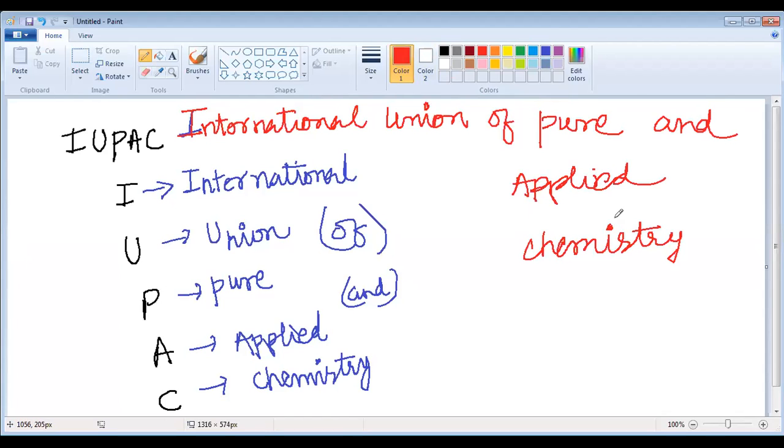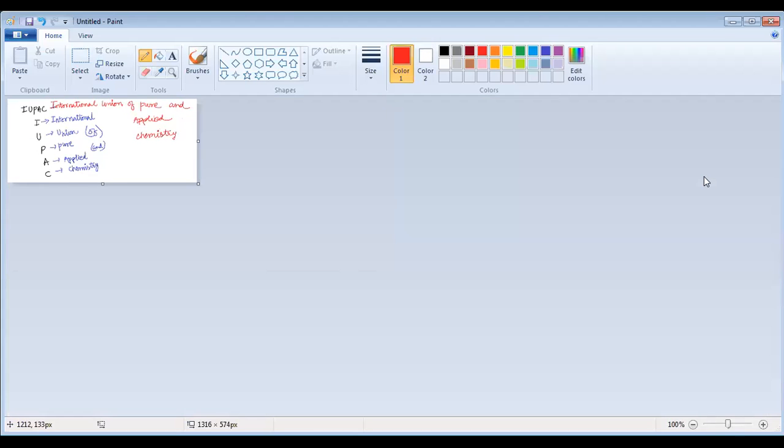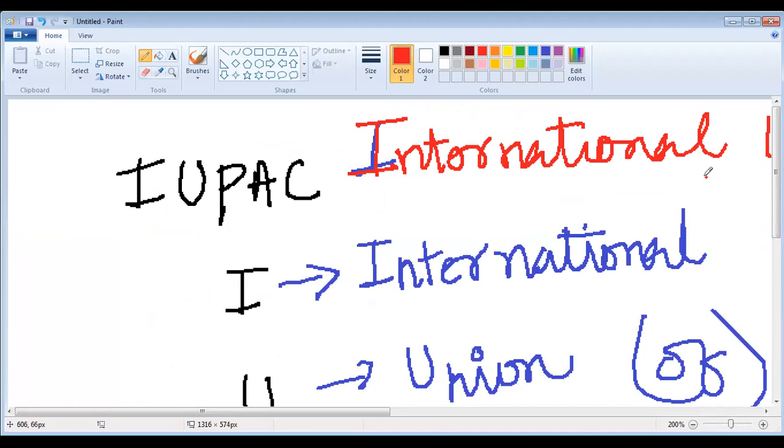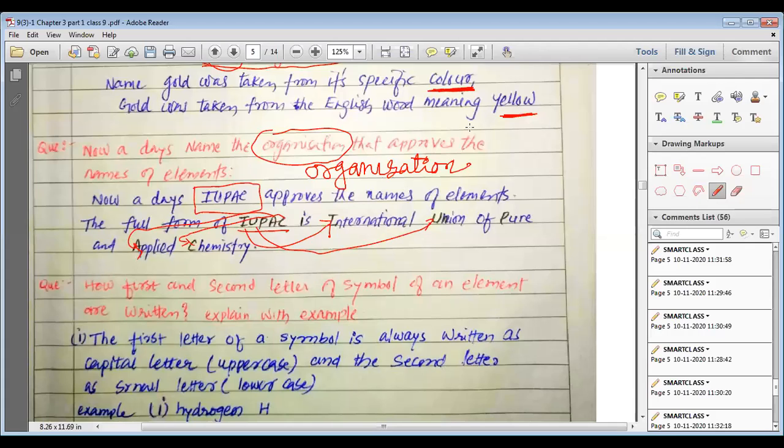बच्चों प्लीज इसको लर्न करें. It may be asked in your exams, so please learn it well. IUPAC means International Union of Pure and Applied Chemistry. Please remember.